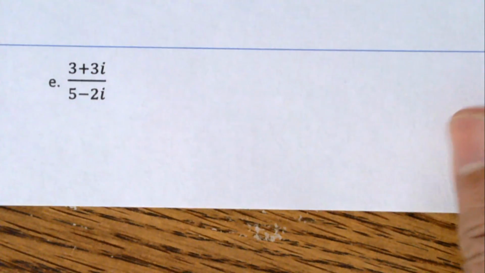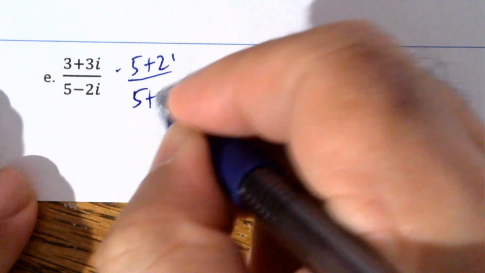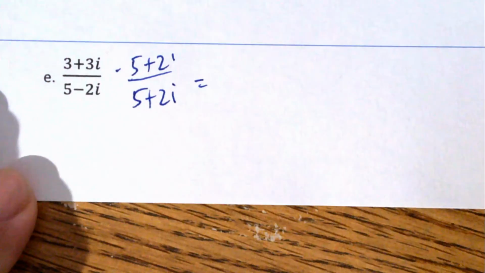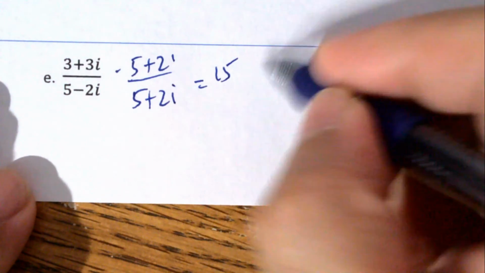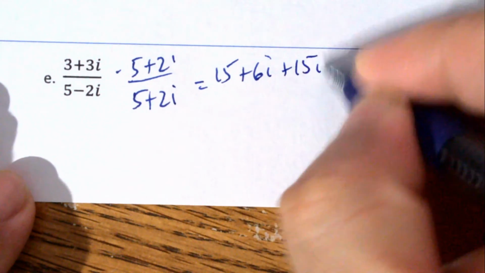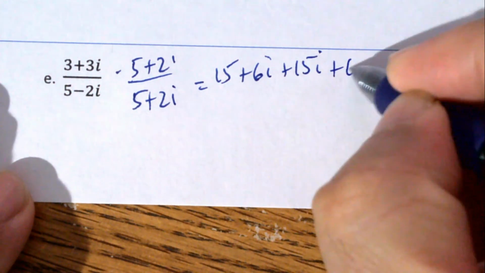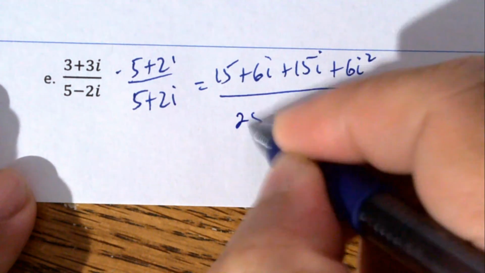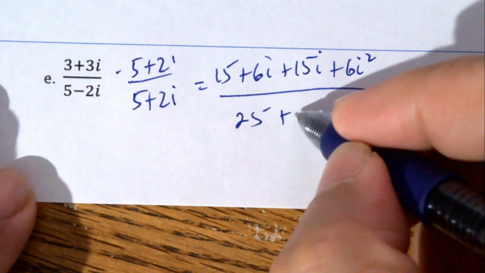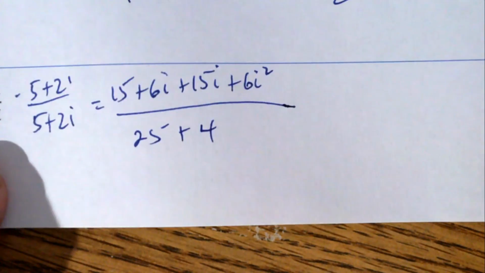And we have E. All right, conjugate is 5 plus 2i. Conjugate of the denominator, that is. Multiply out the numerator. You've got to do it longhand. 3 times 5 is 15. 3 times 2i is 6i. 3i times 5 is 15i. And 3i times 2i is 6i squared. Multiply 5 times 5, 25, plus 2 squared is 4. Continue.